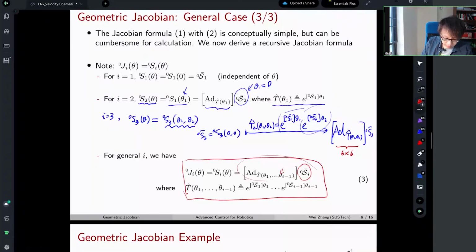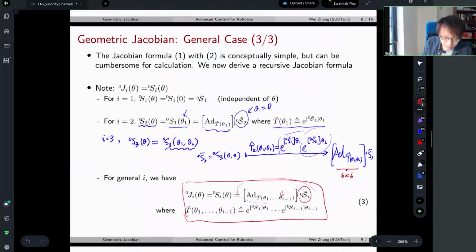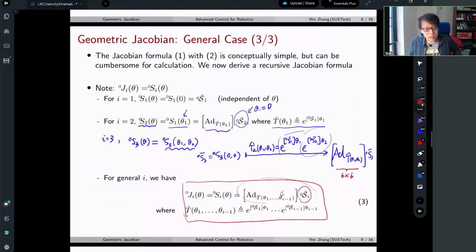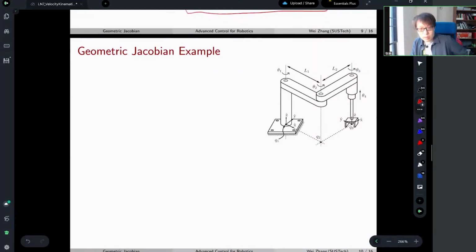Okay, hopefully that's okay for you. Last time I gave a Drake tutorial on how to do this screw axis stuff in Drake. You should be able to write code to compute the Jacobian. All you need to specify is the initial screw axis, S_i 0 bar. If you know that, then everything else can be computed numerically. I don't expect you to compute it by hand. Okay, let's work on an example.